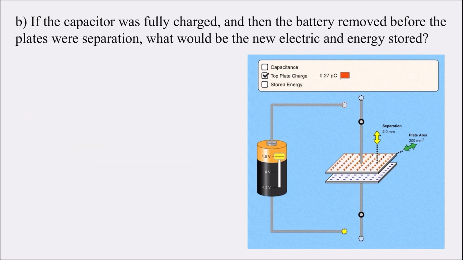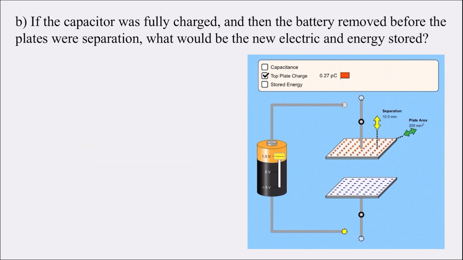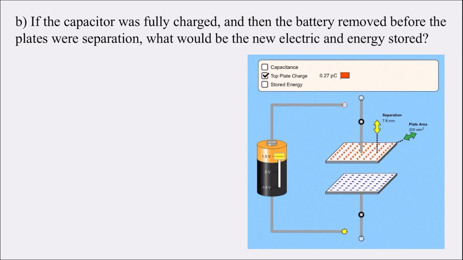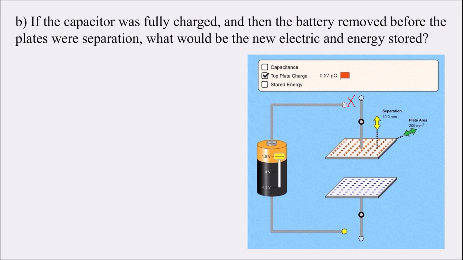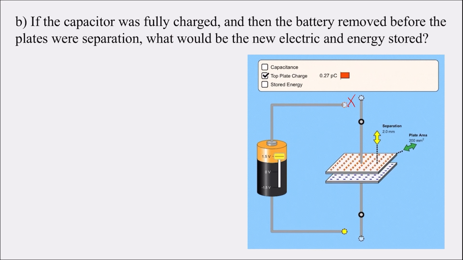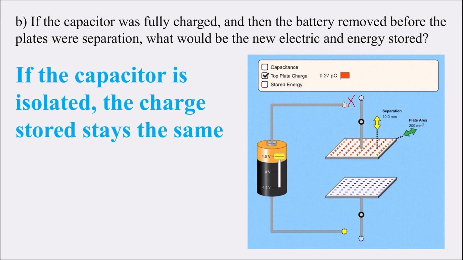Now the question asks about what happens if the plate separation were doubled after the capacitor was removed from power. So in this case, there's no more connection to the battery, so the voltage can change. But now the charge on the plates has nowhere to go, so when there's no battery connected, the charge on the plates is going to stay the same.